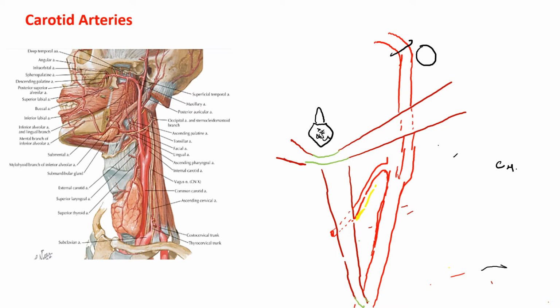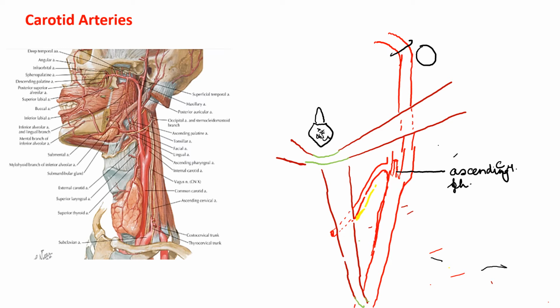Thereafter, it gives rise to an ascending pharyngeal artery, which is a very small branch. This is its smallest branch, the ascending pharyngeal artery, which is present in between the external carotid and the internal carotid. So it's one of the medial branches. It is a medial branch and it goes all the way up. I'm not drawing it completely. This ascending pharyngeal artery.